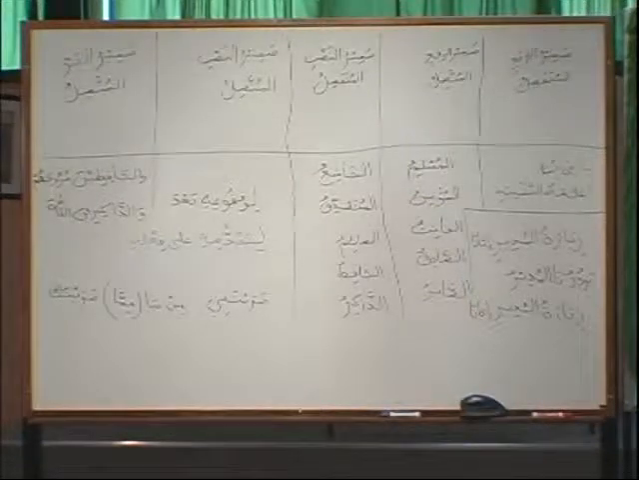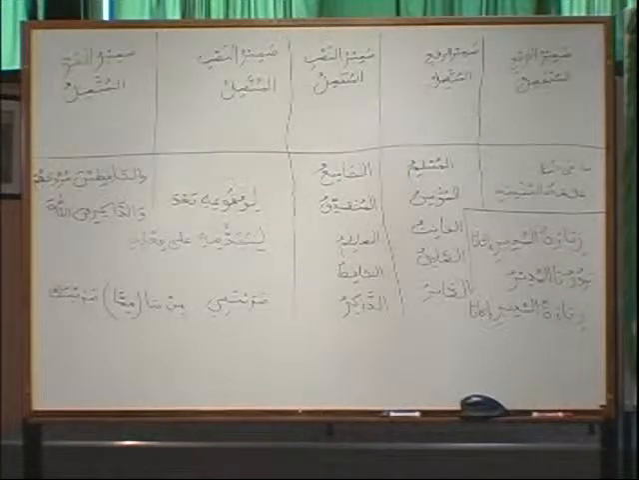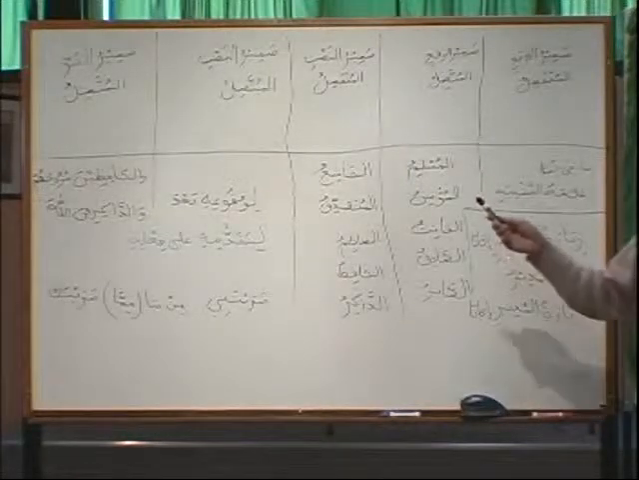Immediately this strikes. Hey, what is this furuja? How? Why is it mansub? The answer is it's mafulun bihi. So where is the verb? No, it is not the verb. It is the ism fa'il which made it mafulun bihi. Got a mafulun bihi.